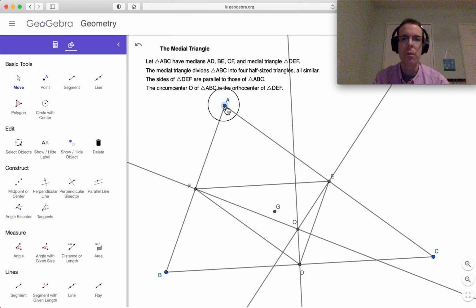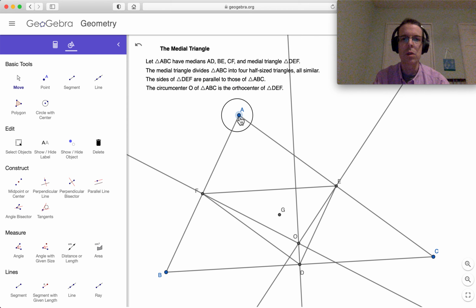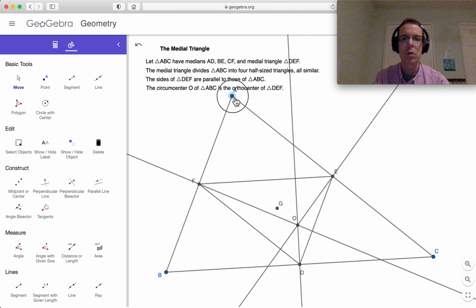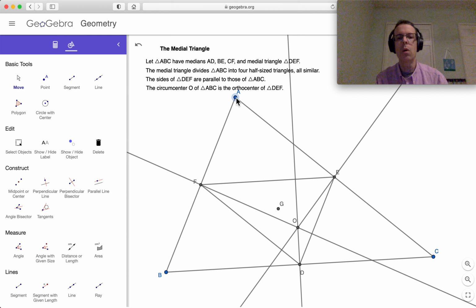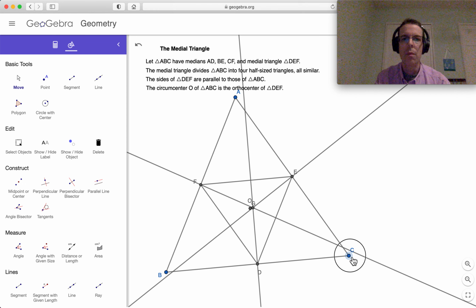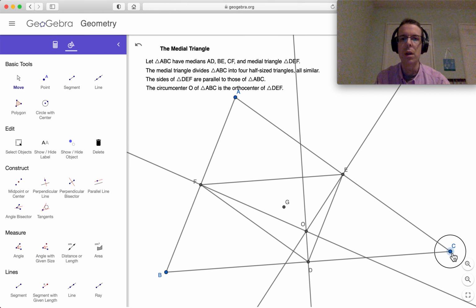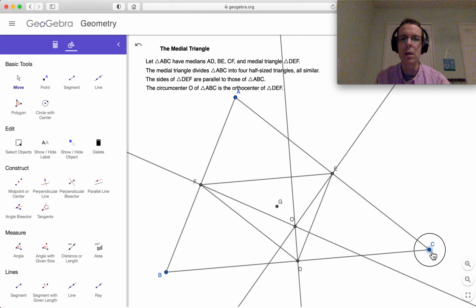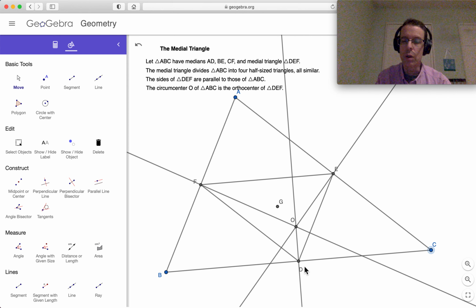And if things look a little crowded, then I can adjust the shape of the triangle so that things look a little bit less crowded. I don't want it to look like an equilateral triangle. If I make this look like an equilateral triangle so everything is nice and symmetrical, then I won't be able to tell what's going on. So I want things to be a little bit lopsided so that, for example, I can tell the difference between my circumcenter and my centroid.